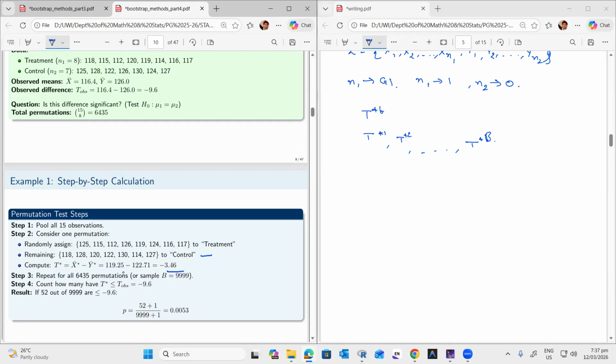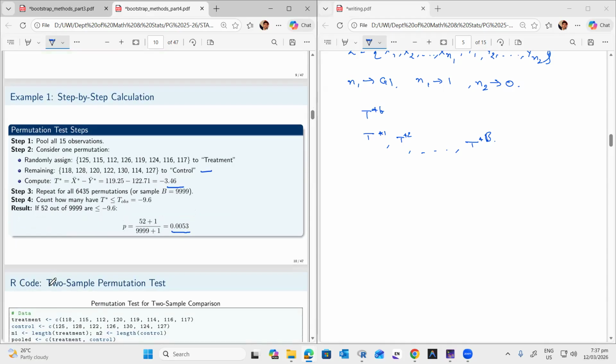We repeat this 6435 times for all permutations, or sample B equals around 9999 times, and then count how many t star are less than or equal to t observed, minus 9.6. Suppose we get 52 out of almost 10,000 replications that are less than or equal to minus 9.6. Then the p-value will be 52 plus 1 divided by 9999 plus 1, so it will be 0.0053.